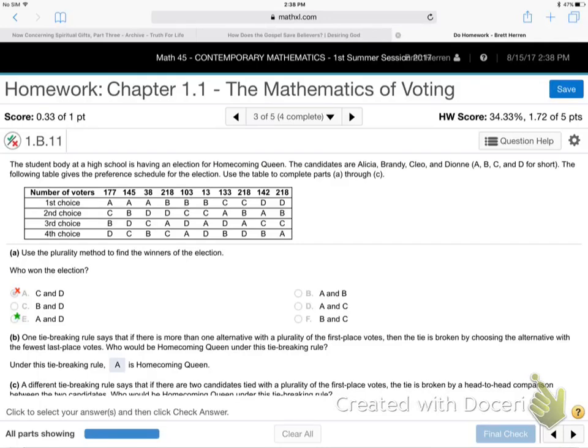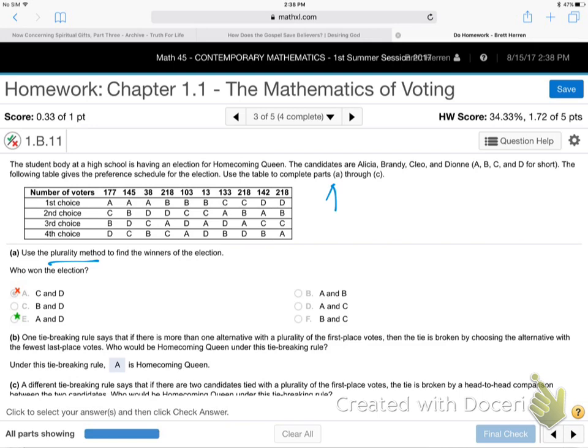So, the student body at a high school is having an election, homecoming queen, candidates A, B, C, and D, following table. Use the plurality method to find the winner. Okay, so how are we going to find it? You've got to use a calculator and add up a bunch of numbers. So how many votes for first place? Plurality means just first place. That's like the president, the way we elect president.